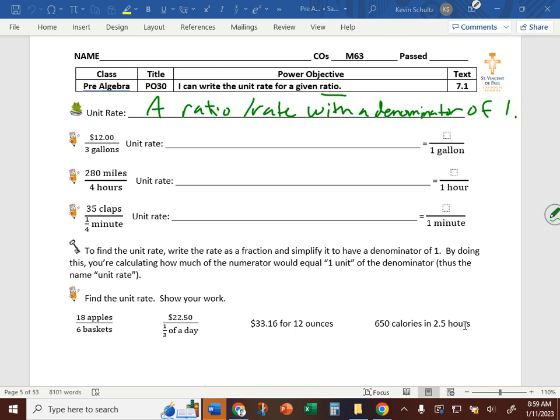So, for example, that $12 for 3 gallons, it's written in fraction form because we are dealing with rates now, although we could write this as a ratio, 12 to 3. It'd be the same thing here. But $12 for 3 gallons, the unit rate is saying how much for 1 gallon. It breaks it down to a unit of 1 gallon. So if it's $12 for 3 gallons, how much would it cost for 1 gallon?